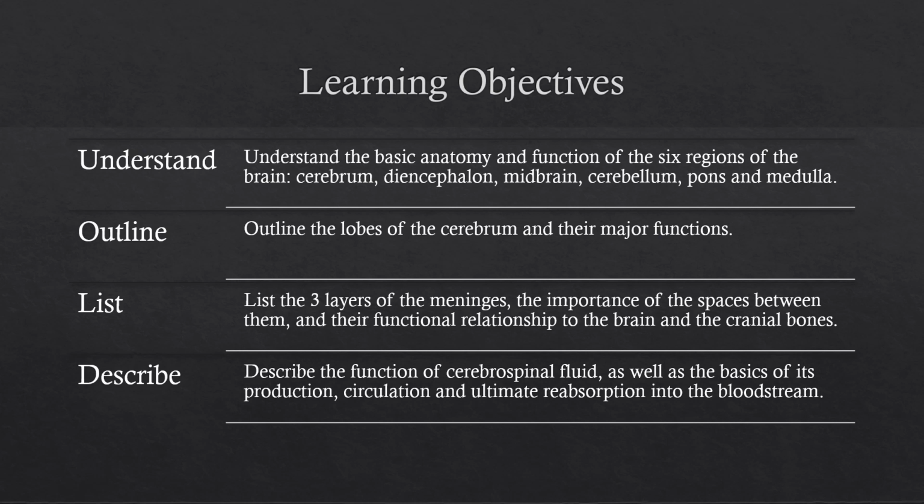Outline the lobes of the cerebrum and their major functions. List the 3 layers of the meninges, the importance of the spaces between them, and their functional relationship to the brain and the cranial bones. Describe the function of the cerebral spinal fluid as well as the basics of its production, circulation, and ultimate reabsorption into the bloodstream.